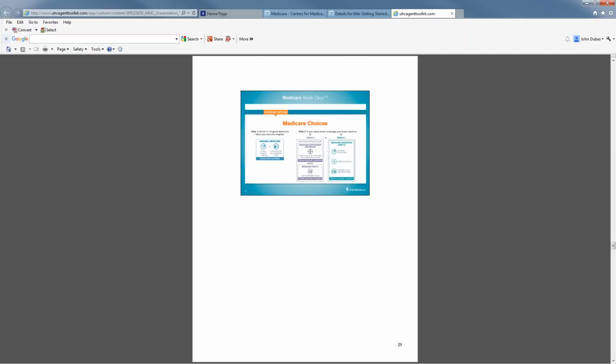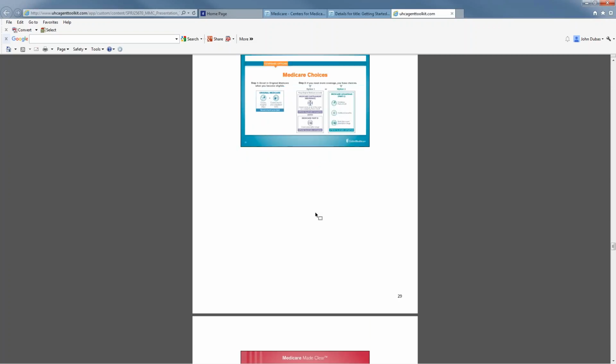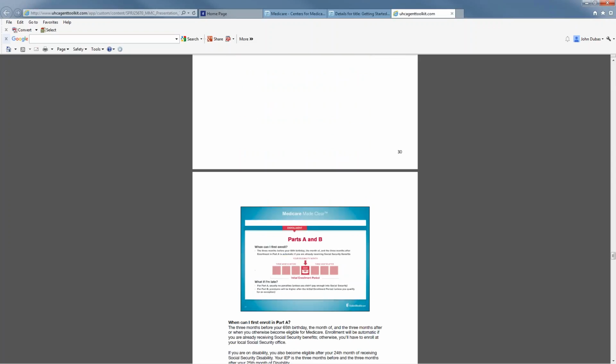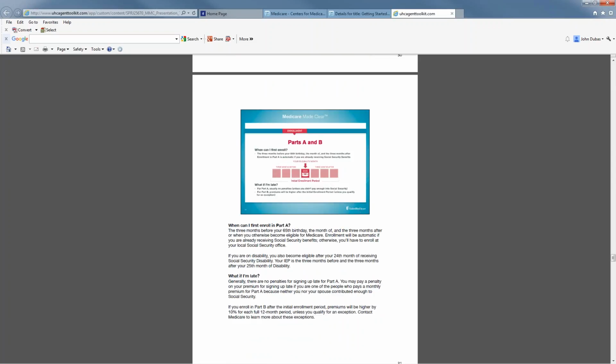You have original Medicare, Parts A and B. You have Part C and the Medicare coverages as an option in lieu of, or to help with, costs that would normally be associated with traditional Medicare. What you have, however, are certain time periods in which you can enroll into the programs. So let's talk about the different parts.